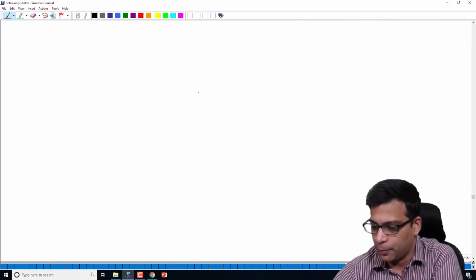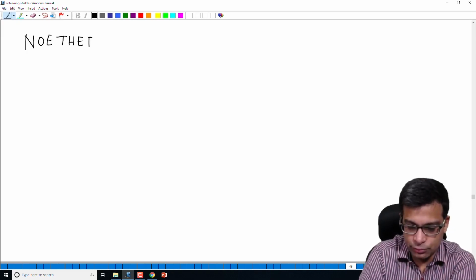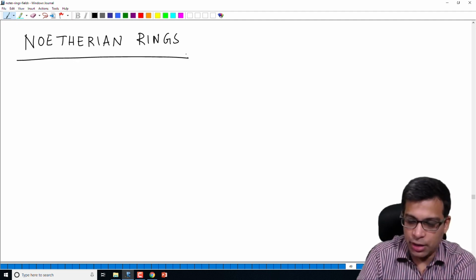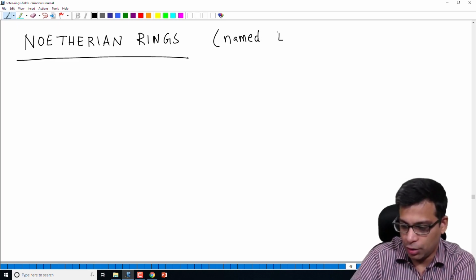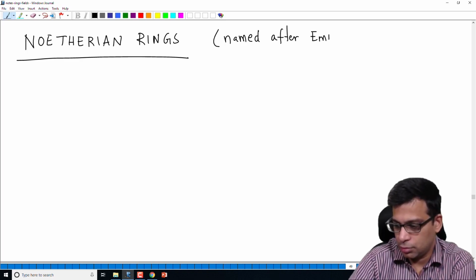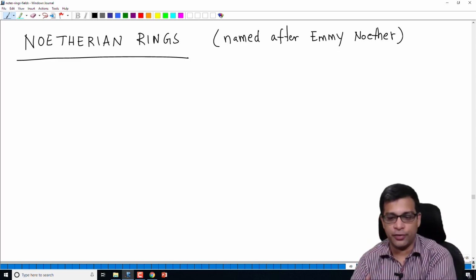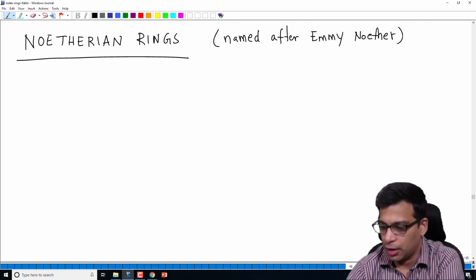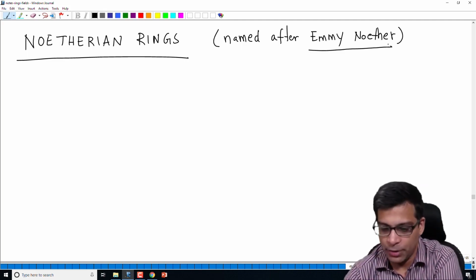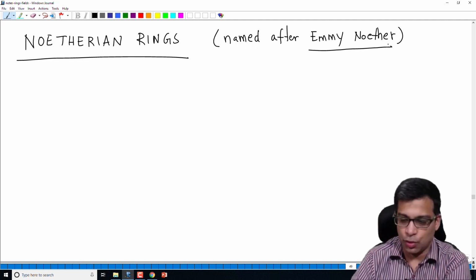Next, I want to define a very important class of rings called Noetherian rings. These rings are named after a mathematician called Noether, who did very important fundamental work in commutative ring theory. So Noetherian rings are named after this mathematician who lived about 100 years ago. Noether did a lot of work that we are discussing in this course. So let me go ahead and define this.